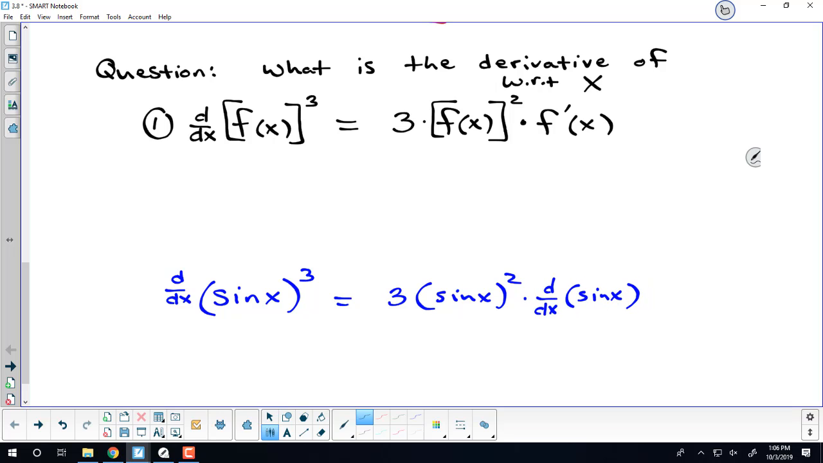So since y is f of x, we could say that the derivative with respect to x of y to the third power is the same thing as taking the derivative of f of x to the third power, because y is f of x. So the derivative of y cubed with respect to x is a very similar flavor here. What would it be? 3y squared times the derivative of y. Right. So it's just 3 times y squared times the derivative of y.